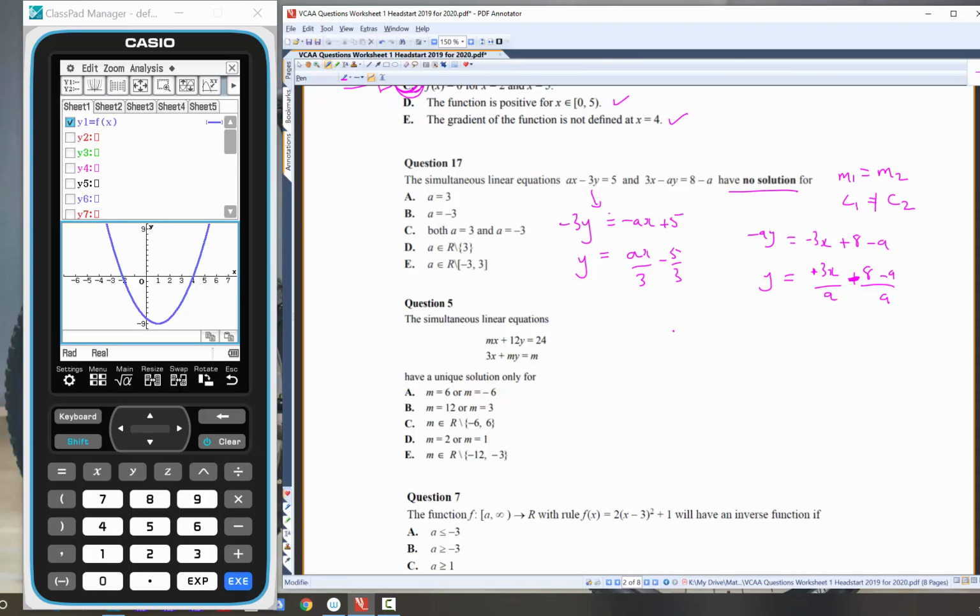All right, let's pair them up. Okay, so what I'm going to do is pair up the m's. So a on 3 is equal to 3 over a. So we're pairing up the gradients. So we're going to get a squared equals 9 by cross multiplying. That means a is plus or minus 3.